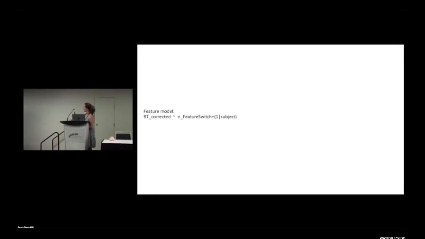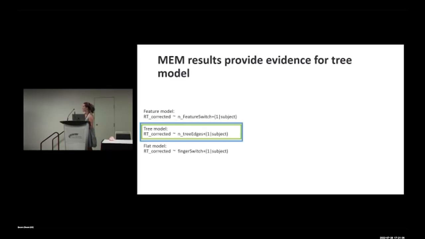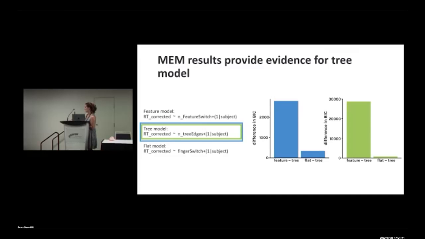We also used BIC to compare mixed linear effects models for each of the theoretical models that we considered. And for studies 1 and 2, our tree model was the best fit for the data. So I have difference in BIC plotted comparing the tree model to both the feature and the flat models for studies 1 and 2. And in both cases, the tree model was the best fit for our behavioral data. In contrast, in study 3, we found that the flat model beat out the tree model, again corroborating the evidence that we had previously, and our modeling results just provide further evidence that people are navigating through these cognitive representations of the task.